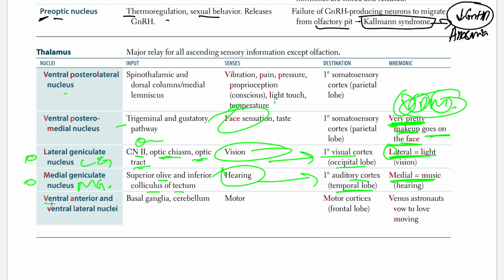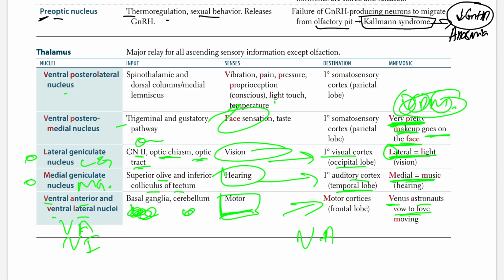Then you have the ventral anterior and ventral lateral nuclei, VA, VL. They are going to take the input from the basal ganglia and the cerebellum, and carry the motor sensation to the motor cortices. Venus astronauts vow to love moving. So again, we're looking at VA, VL: A for anterior, L for lateral, V for ventral. Moving is for motor, right? So motor.